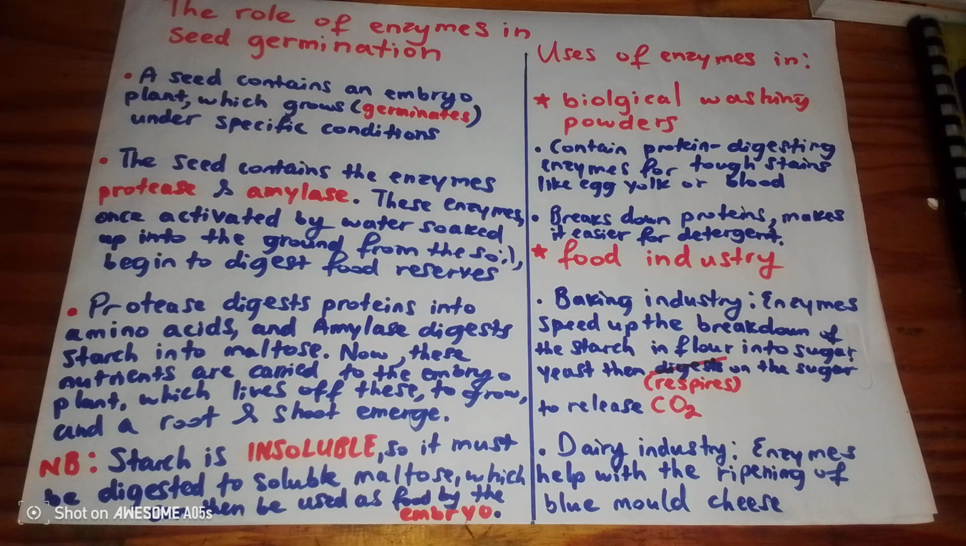Then the last but not least, dairy industry. Here, enzymes help with the ripening of blue mold cheese. So there we go. We have finished with enzymes part 2. I guess I'll make this one enzymes part 3 then, because it's quite lengthy, 6 minutes, on the role of enzymes in seed germination, and the uses of enzymes in biological washing powders and the food industry.